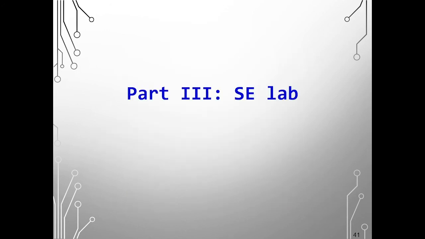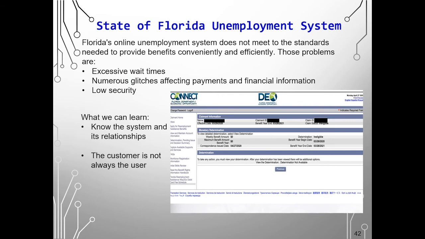So from this point on, it's the software engineering lab, and we will be looking at two cases of failures. The first is the state of Florida unemployment system. The state of Florida has an online unemployment system, but it doesn't meet the standards to provide benefits conveniently and efficiently. Some of the problems that were reported were excessive wait times, numerous glitches, low security. It's hard to navigate the website.